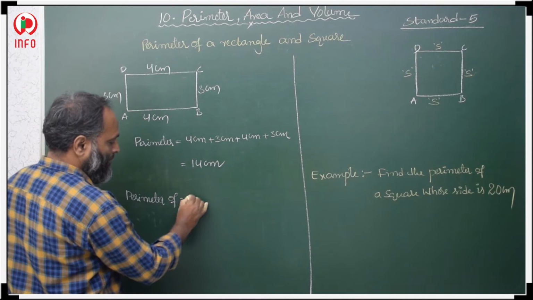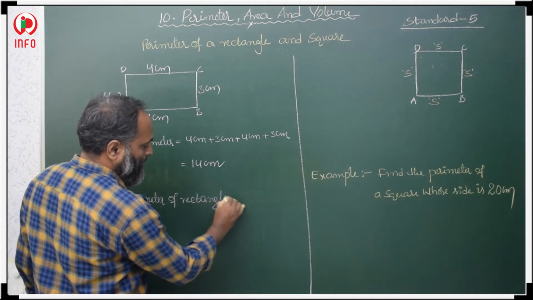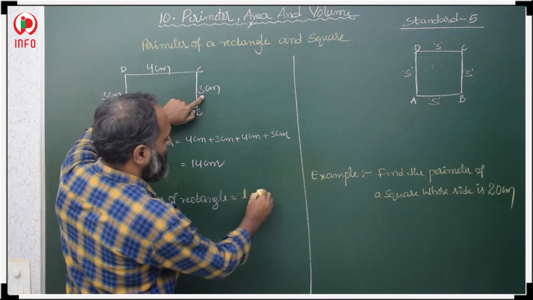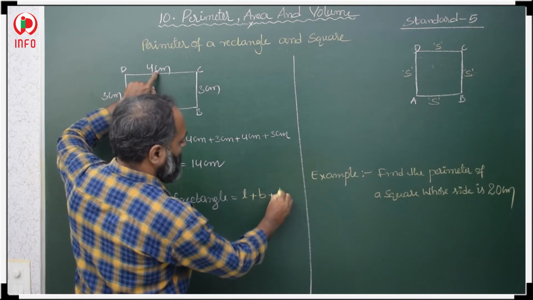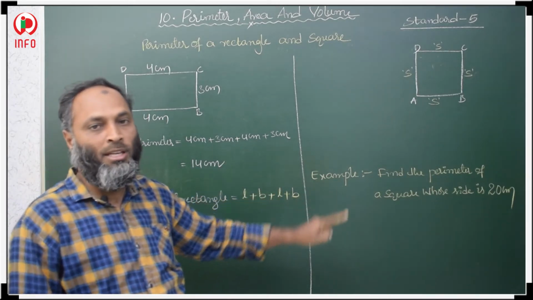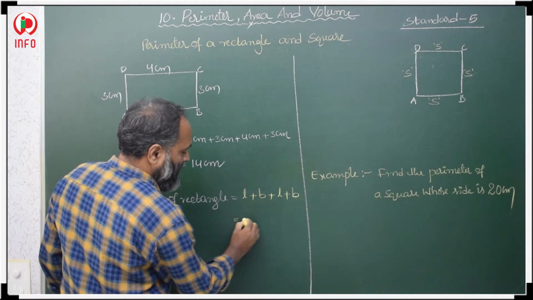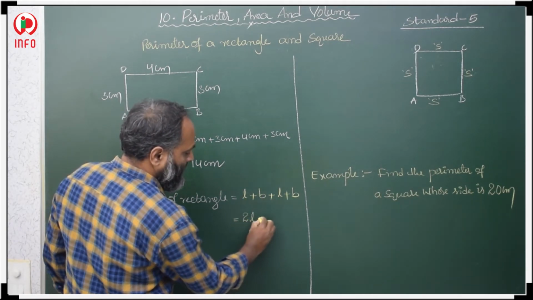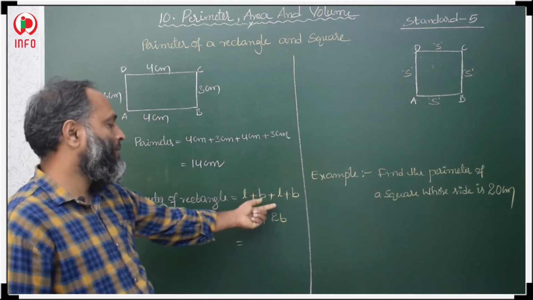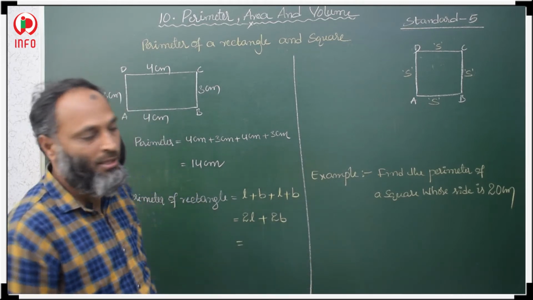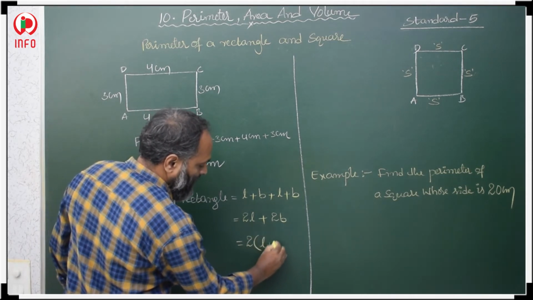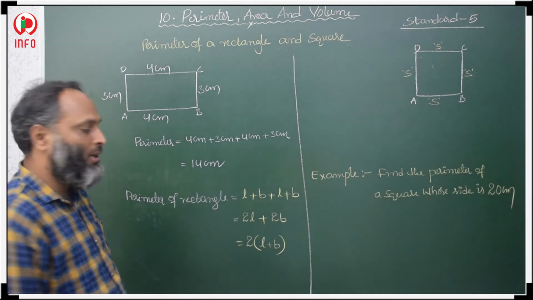Perimeter of a rectangle means we first take length, then breadth, then again length, then again breadth. Length plus breadth plus length plus breadth. Here we have 2 lengths, L plus L is 2L, and B plus B is 2B. So 2 lengths and 2 breadths: 2 length plus 2 breadth. In both, 2 is common, so take 2 as common, then you will get L plus B. 2 into L plus B units.